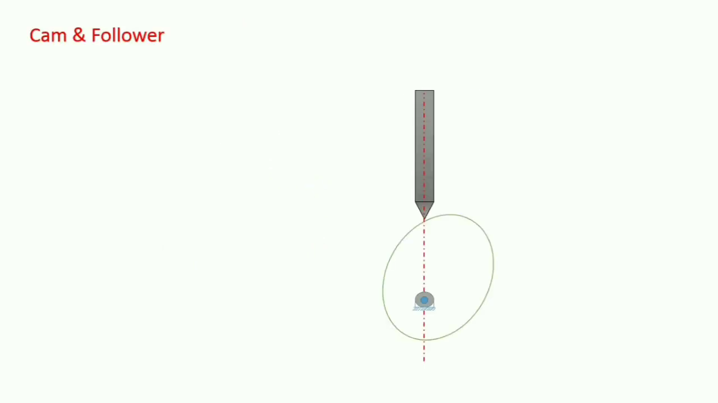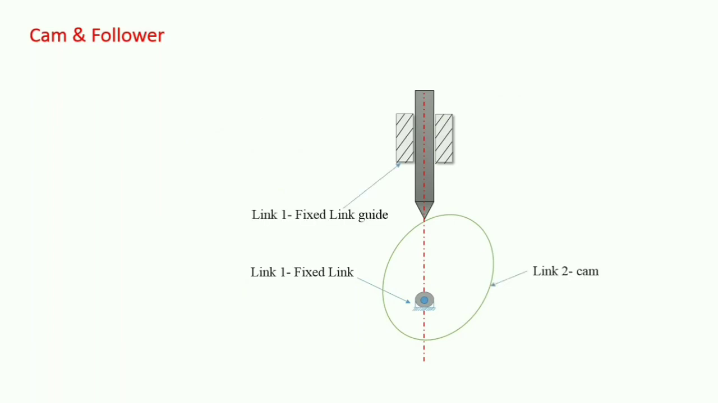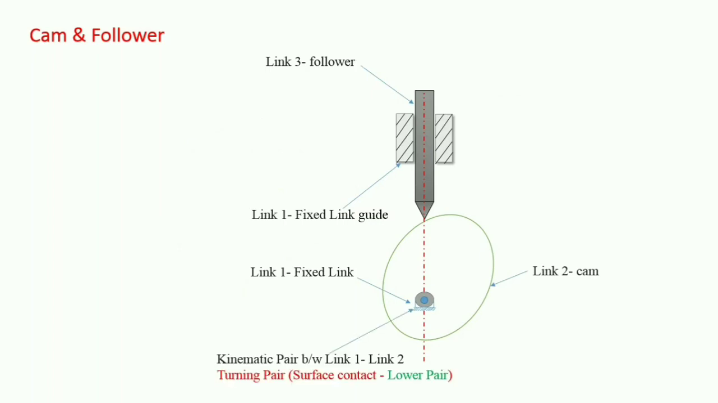This is a cam, this is follower, guides. So this is link 1, the fixed link, the guide, and this is link 2 that is cam, and link 3 that is follower. So first kinematic pair between link 1 and link 2 is a turning pair. All turning pairs are surface contact. So this is the lower pair, and we will put j is equal to 1.